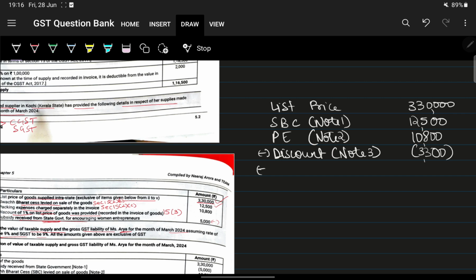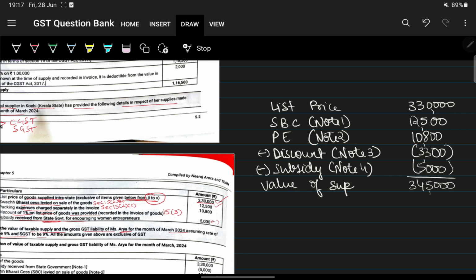Okay, next, subsidy from state government. What you will have to be careful about when it comes to subsidies is whether it is already included here or not. Okay, as the question has already given that it is not included, meaning they have not taken that into consideration, we will have to take it into consideration and subtract here. Okay, so minus 5,000, that will come to 3,30,000 plus 12,500 plus 10,800 minus 3,300 minus 5,000, that is coming up to 3,45,000. Okay, so this is the value of supply.